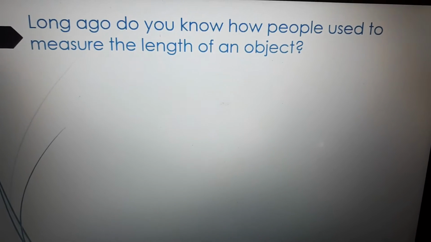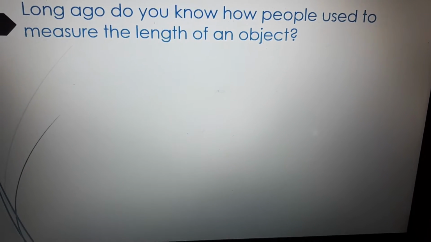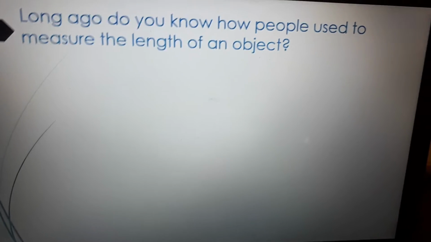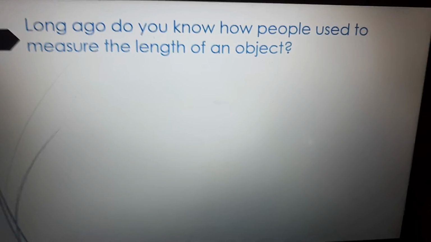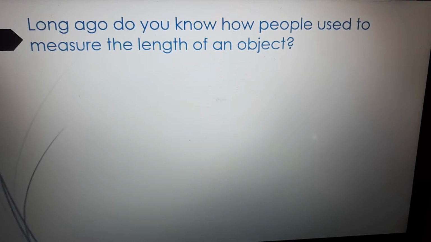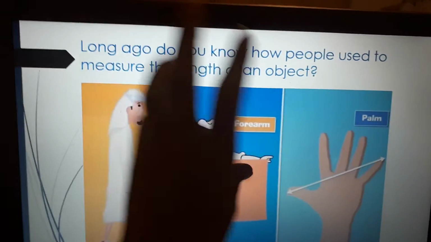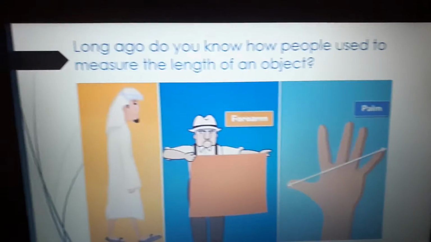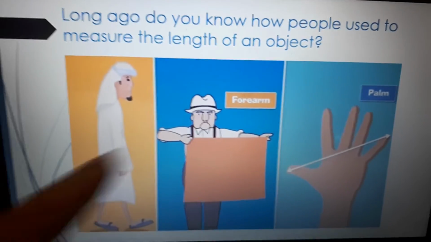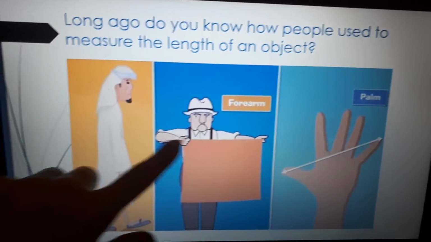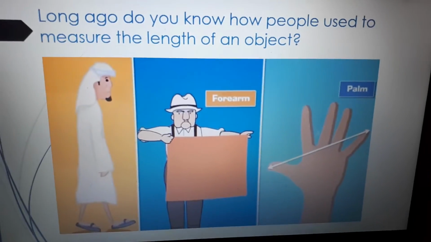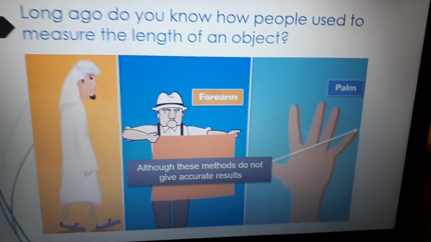Now, long ago, do you know how people used to measure the length of an object? They did not have a ruler, they did not have a meter, they did not have any of these things. They used the palm, like this, for example. They used the forearm, you see here, and they used the feet. Although these methods do not give accurate results, so they used the centimeter, and let's explain what a centimeter is.